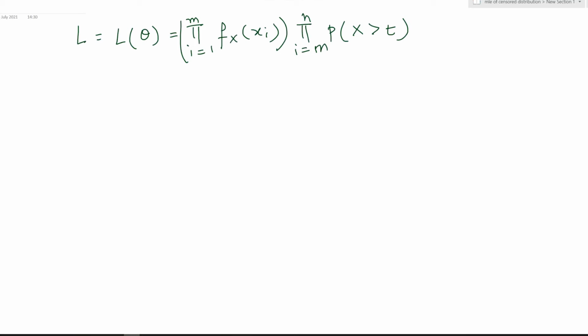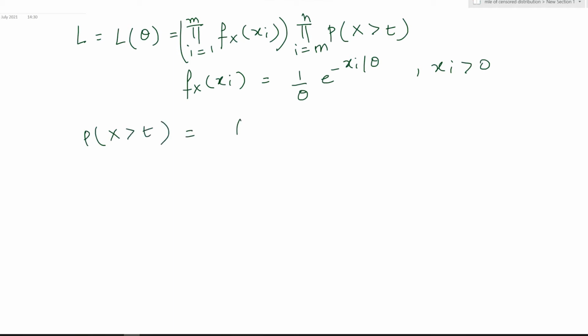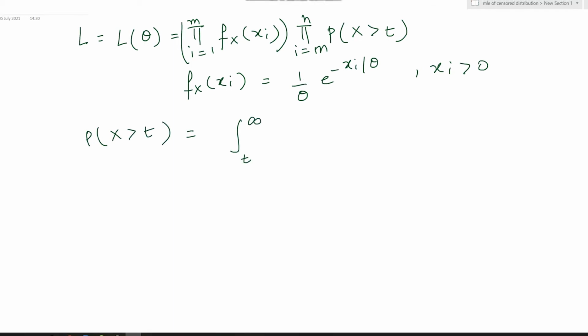Now first let's see what f of x of xi is in this case, which is equal to 1 by theta e to the power minus xi by theta, where xi is greater than 0, since that is the range for the exponential distribution. Let's also calculate probability x greater than t. So probability x greater than t is given by integrating from t till infinity 1 by theta e to the power minus x by theta dx. Now this is equal to, 1 by theta is a constant, so we take that out.